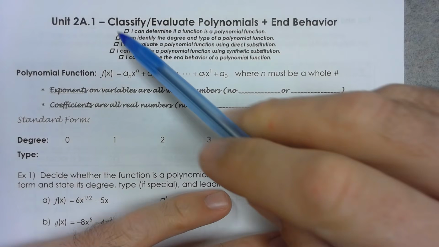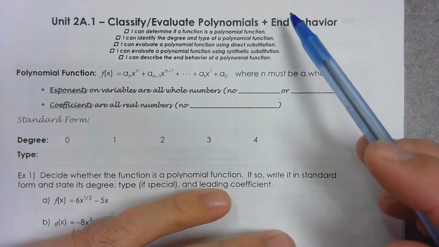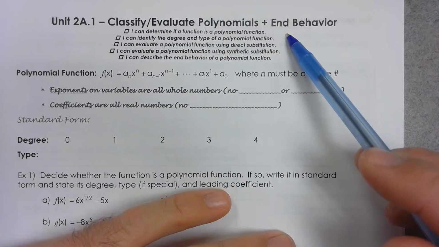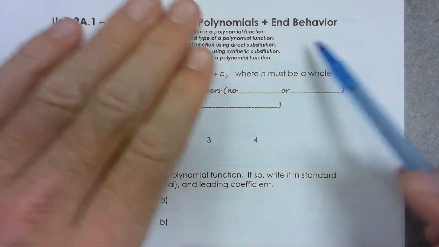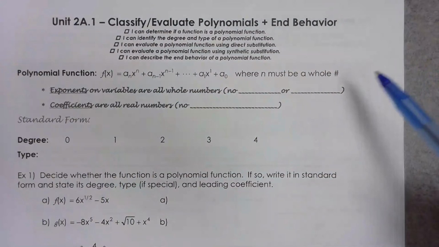Just introducing polynomials, and we're describing how to find what's going to happen at the end of each polynomial, meaning as you get farther and farther away from 0 in both directions.